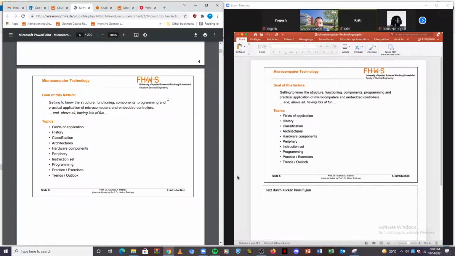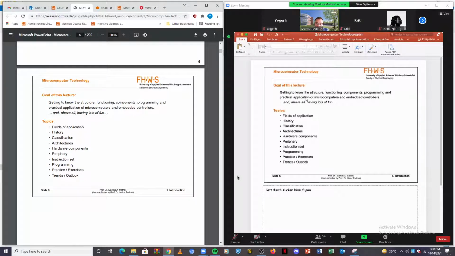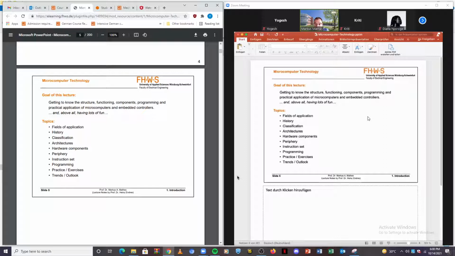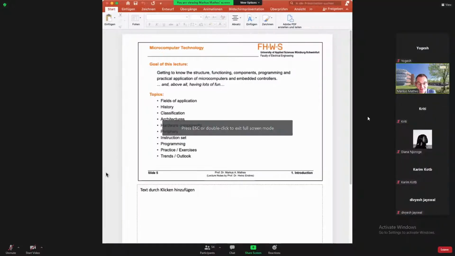Okay, so the goal of this lecture: getting to know the structure, functioning, components, programming, and practical application of microcomputers and embedded controllers. I've already told this during our start. And above all, having lots of fun. That's of course true. Studies can also be fun. I hope you have already recognized this during your semesters.